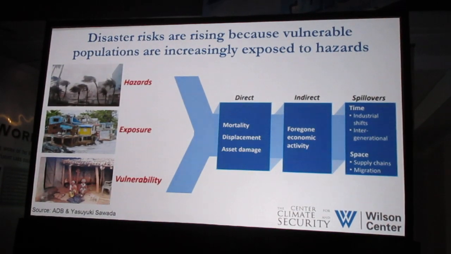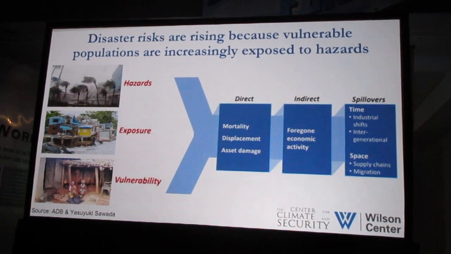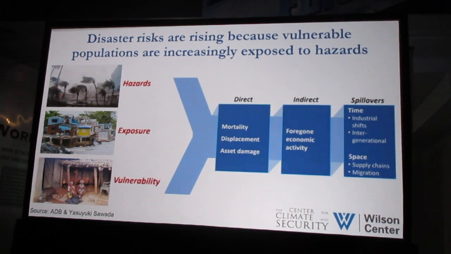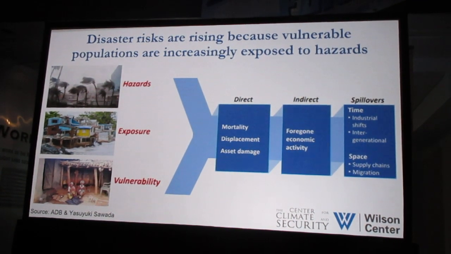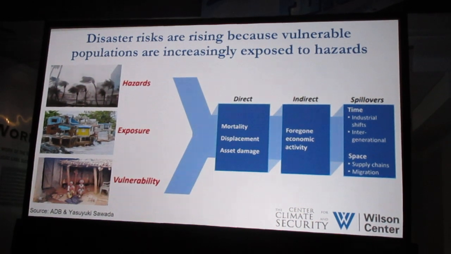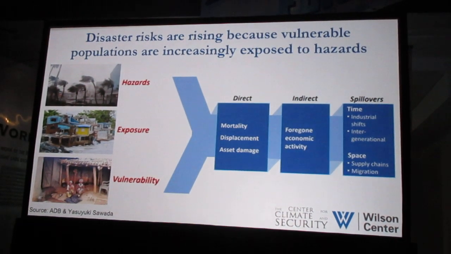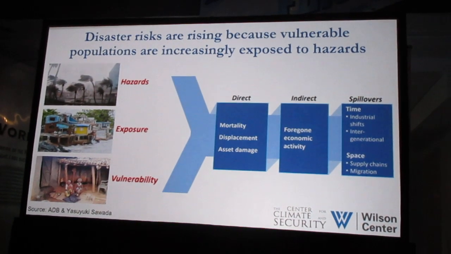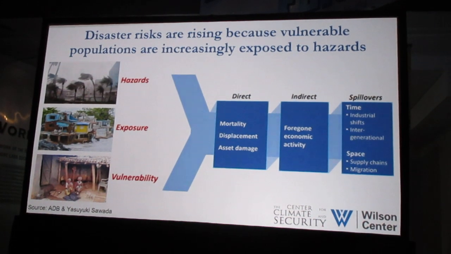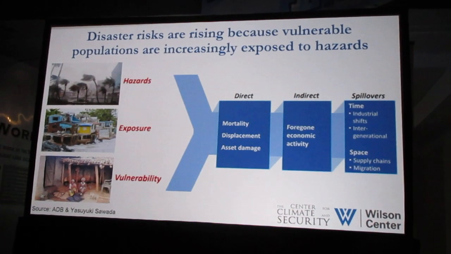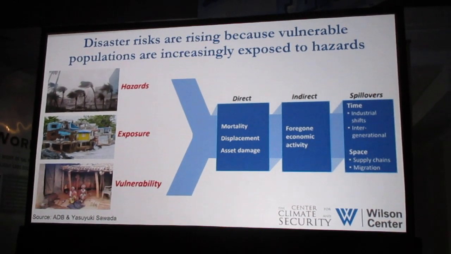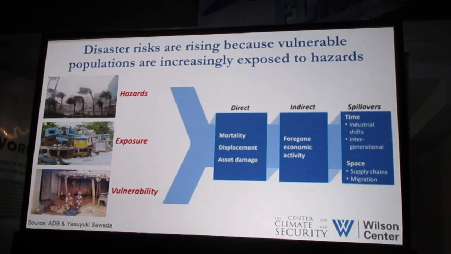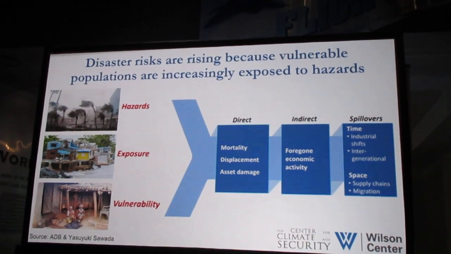What does this all add up to? It's that disaster risks are rising because people are more vulnerable. They're exposed to more hazards with greater exposure in densely populated areas, particularly in coastal areas, and then populations more vulnerable. You see the direct effects of displacement and damage, but then also the indirect effects, economic losses, and then spillovers. Particularly, we now see migration, global migration, increasing because of climate effects and impacts on supply chains.